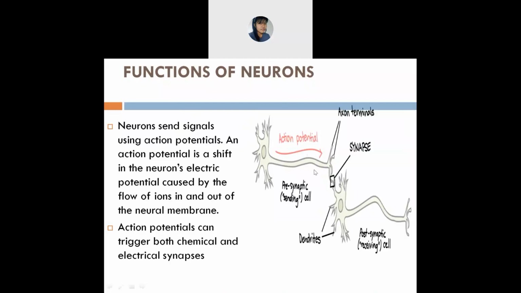And action potential can be found in two forms, chemical as well as electrical. You can find it in both ways. When neurons connect with each other, from one neuron to the other, the junction is known as a synapse. This neuron sends the signal, and this neuron receives the signal.